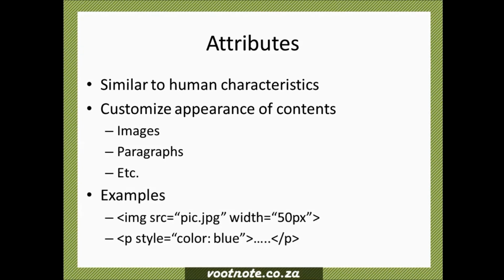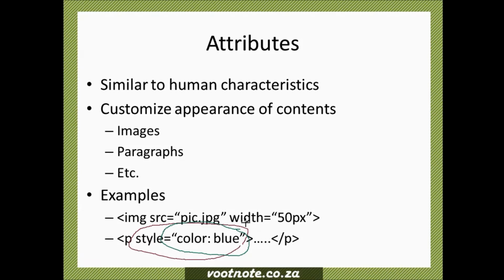When you look at the image tag, you see that it has an attribute of source. The source attribute defines the location of the image. It also has a width attribute. Now the width attribute defines the width of the image. So when you look at the P tag, you can see that we entered here a style attribute for the P tag, and we said that the color must be blue. This refers to the font color of that paragraph. So now we're able to customize the font color of the paragraphs.